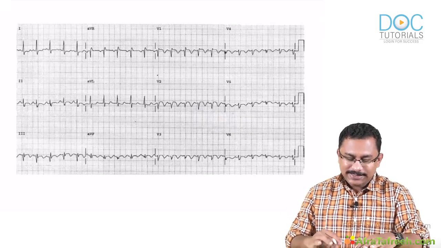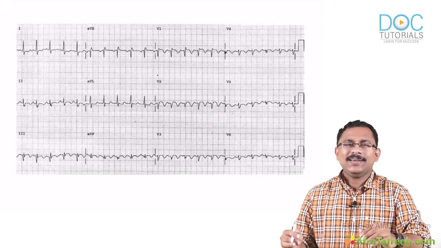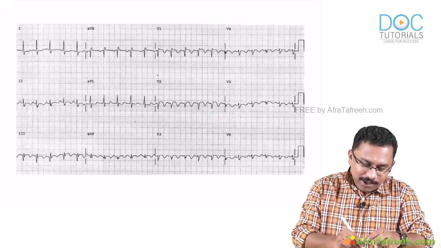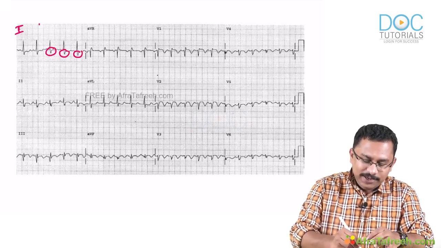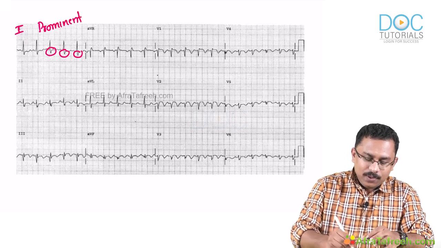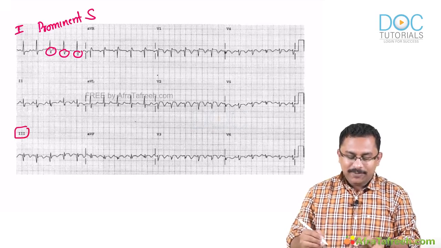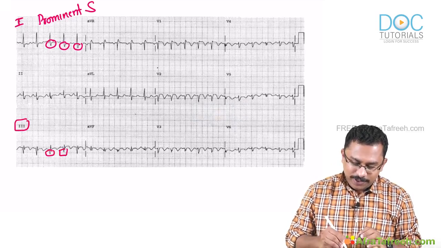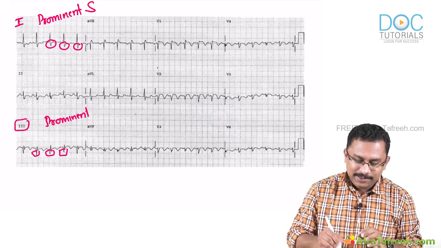Let's have a look at the ECG of a patient with a clinically suspected pulmonary embolism. It is S1Q3T3, which means in your lead 1 you are having a prominent S wave. Yes, you can see the prominent S wave in lead 1. And then in your lead 3, you are having a prominent Q wave. You can see the Q wave here. So, prominent Q wave in lead 3.